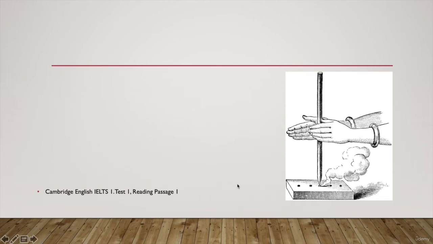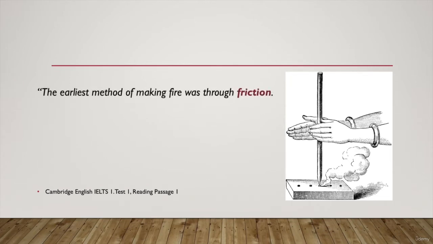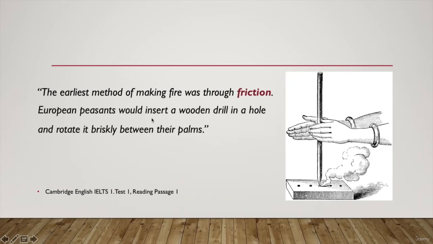Let's look at a sample passage. The earliest method of making fire was through friction. European peasants would insert a wooden drill in a hole and rotate it briskly between their palms. This method was used by European peasants to create fire.